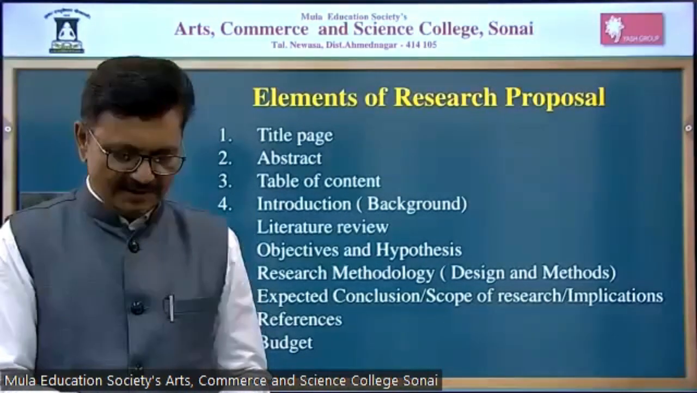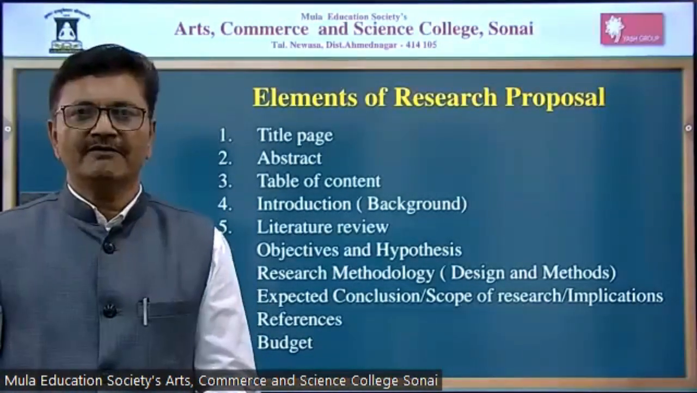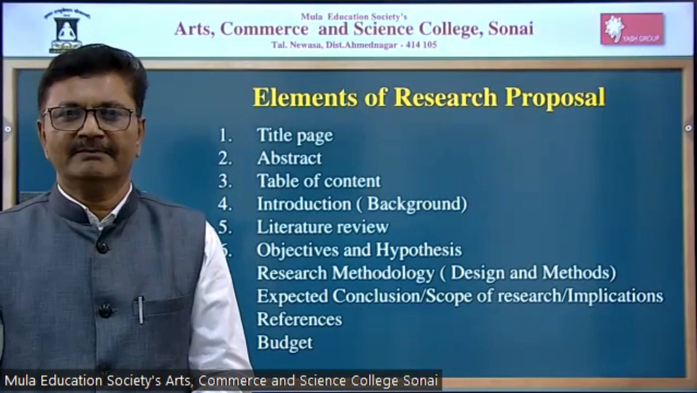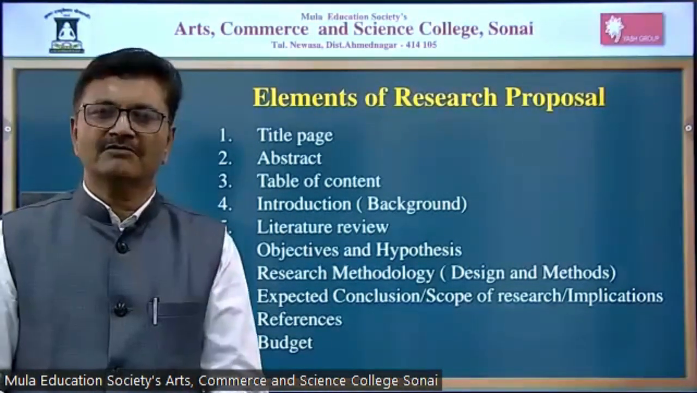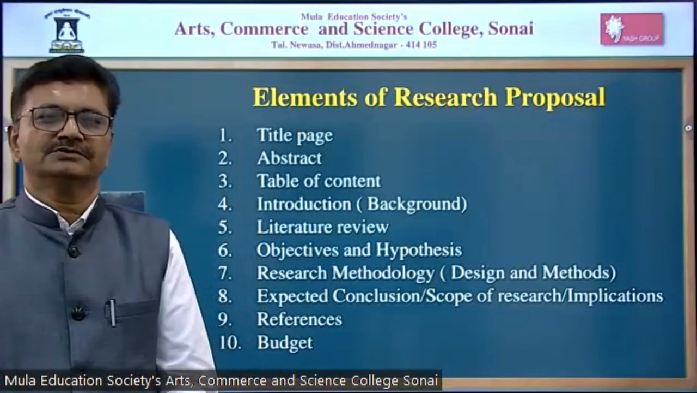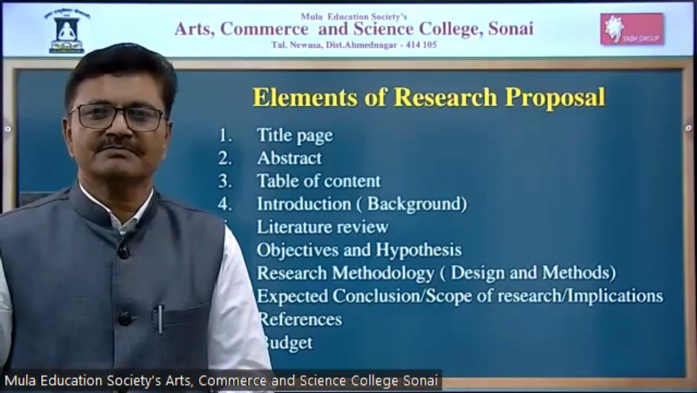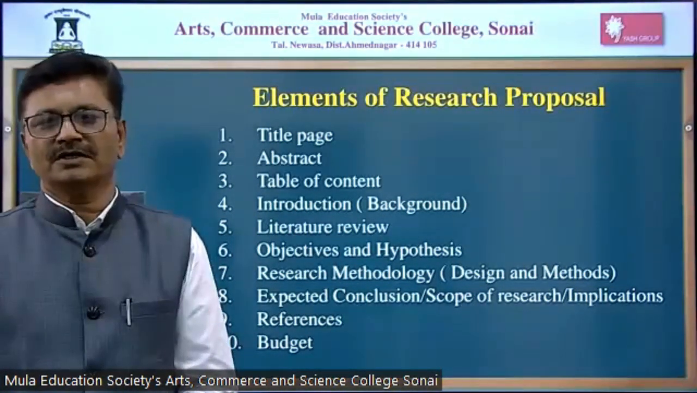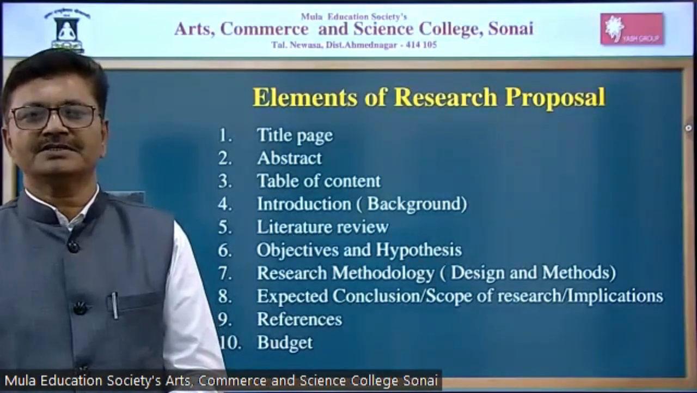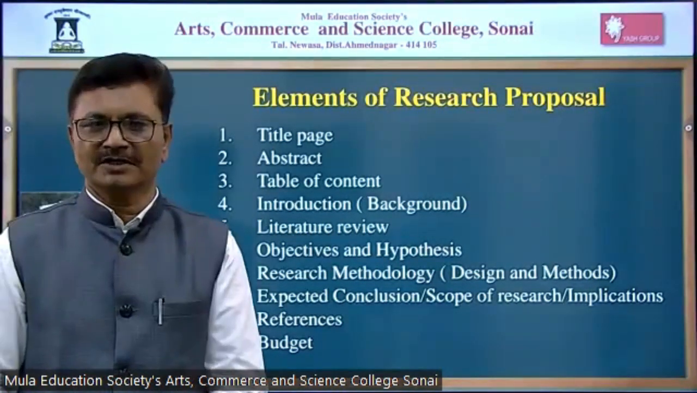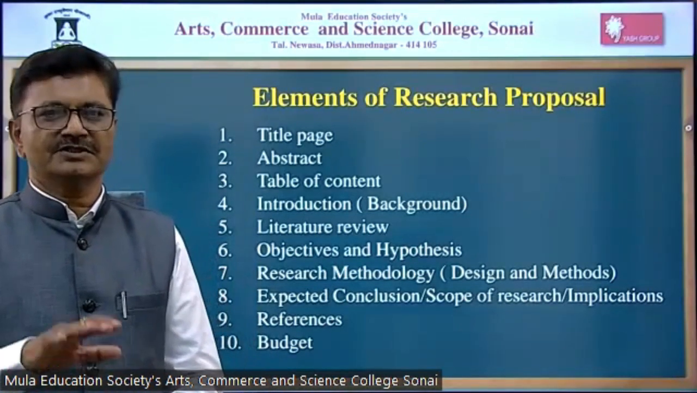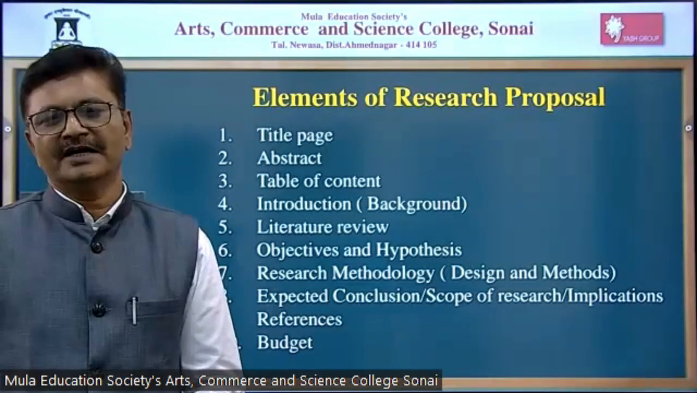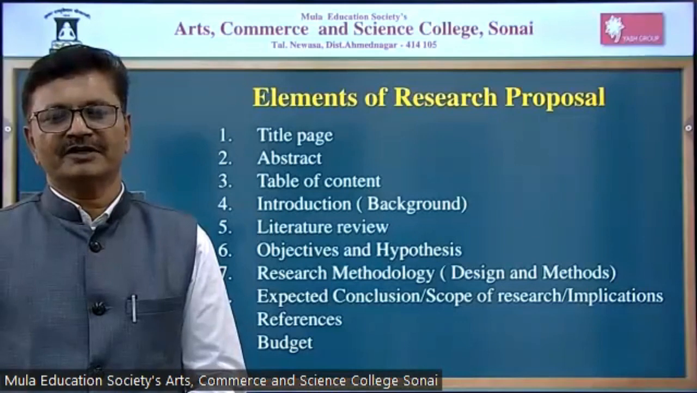Basically, in any research proposal, you need to have a title page. Then you need to have an abstract, then a table of contents, then the introduction, that's the background of the research, the literature review, objectives and hypothesis, research methodology, that is the design and methods, the expected conclusion or expected outcome of your research, or the implications of your research, references or bibliography, and finally you have to give the budget. So these are a total of 10 elements. They should be reflected in the research proposal. Otherwise, your proposal will not be accepted for financial assistance.